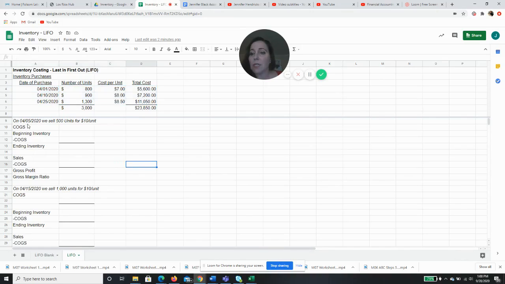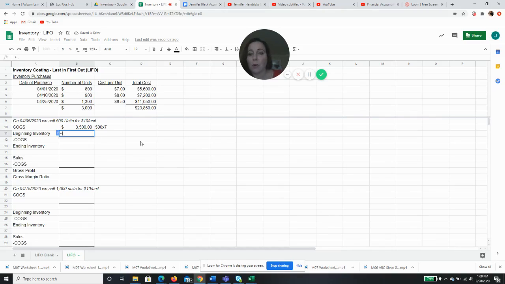All right, in our first example, on April 5th, we're going to sell 500 units for $10 a unit. So to calculate our COGS, this first batch is the only one we have in our inventory. It's the only one we have available to sell. So we are going to sell those 500 units for $7 a unit. And that gives us a cost of goods sold of $3,500.